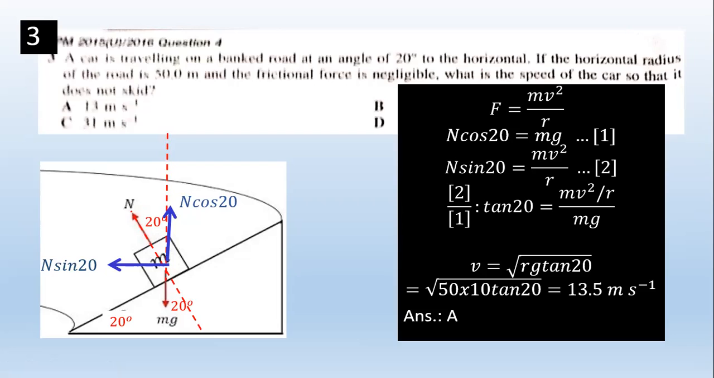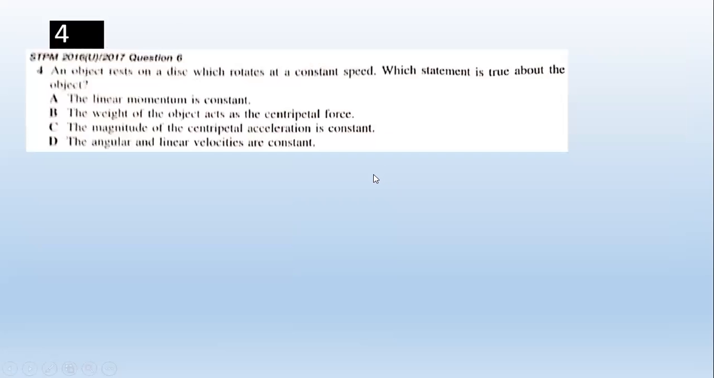Okay, let's try one last one. Then we take 5 minutes break. An object at rest on a disk which rotates at constant speed. Which statement is true about the object? These are all partial questions, you can refer to your book there. I think we have done that already just now.